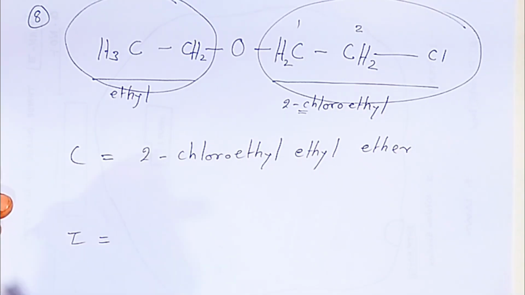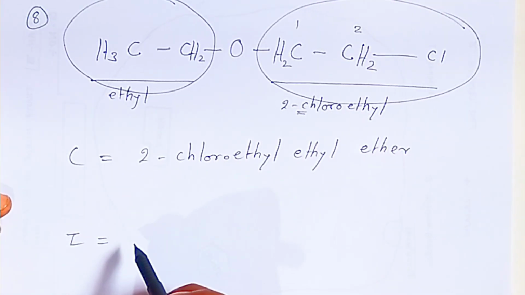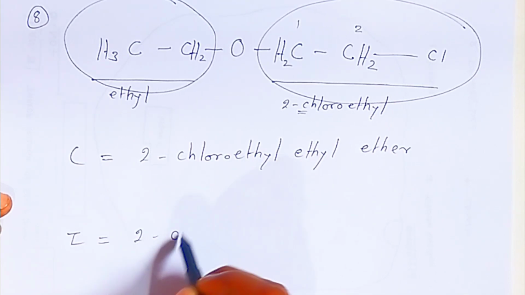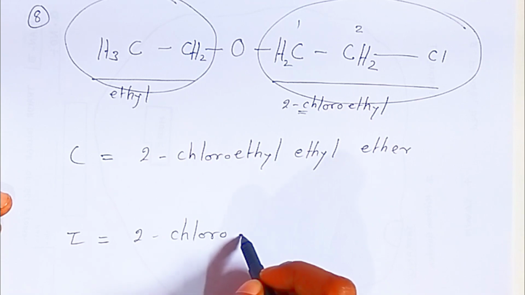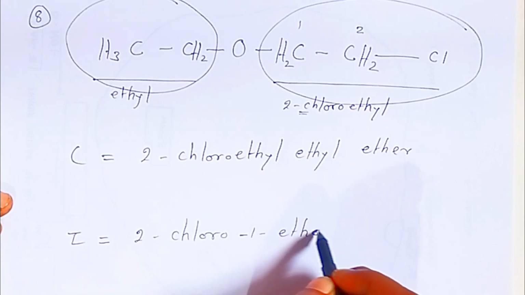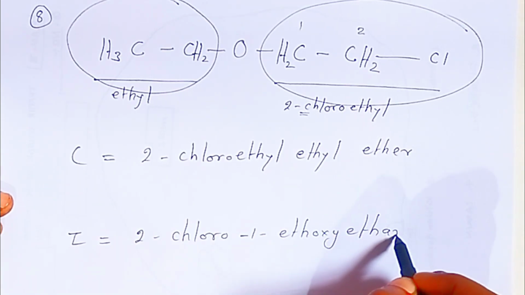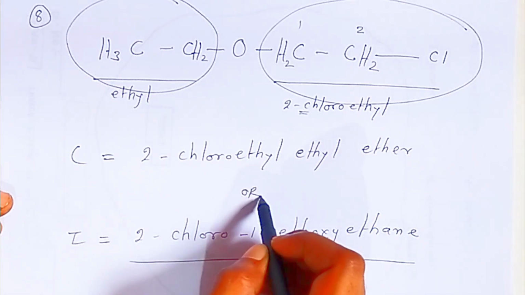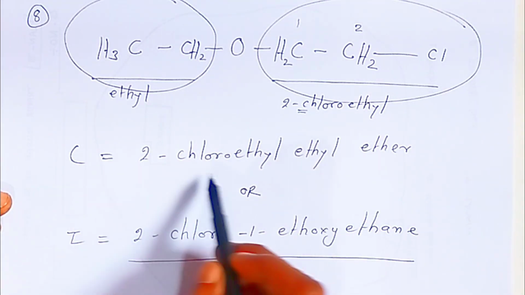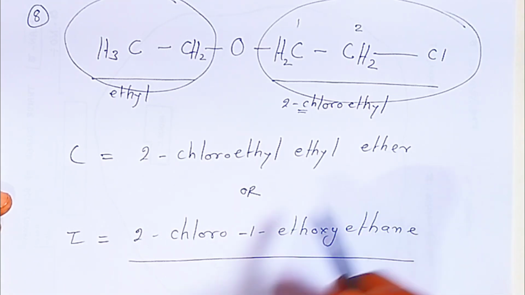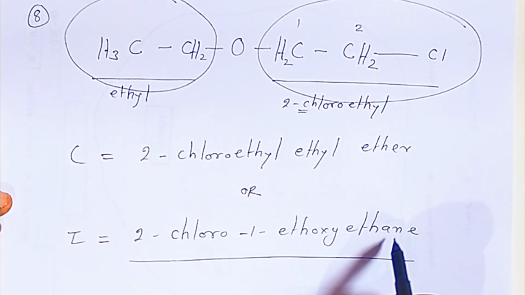Now what will be the IUPAC name of this compound, students? So the IUPAC name will be 2-chloro-1-ethoxy. This is ethoxy. 2-chloro-1-ethoxyethane will be the name of this molecule, students. Very important: this contains a halogen, that is chlorine. So we call it 2-chloroethyl ethyl ether, or you can say 2-chloro-1-ethoxyethane.